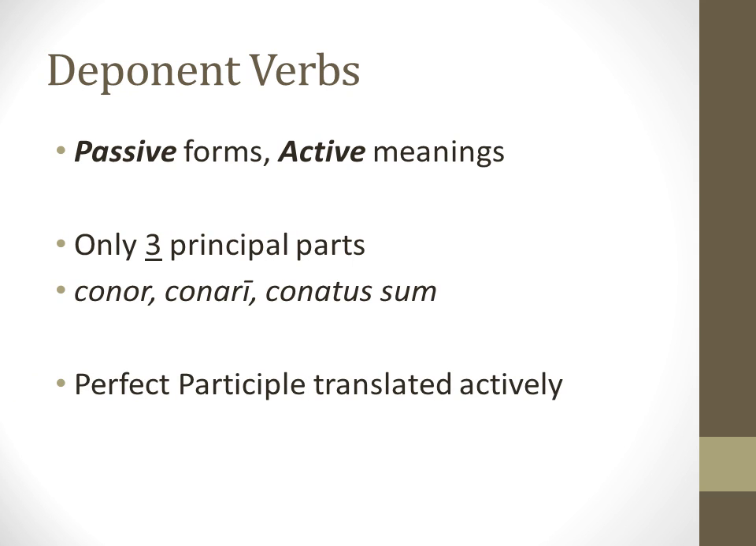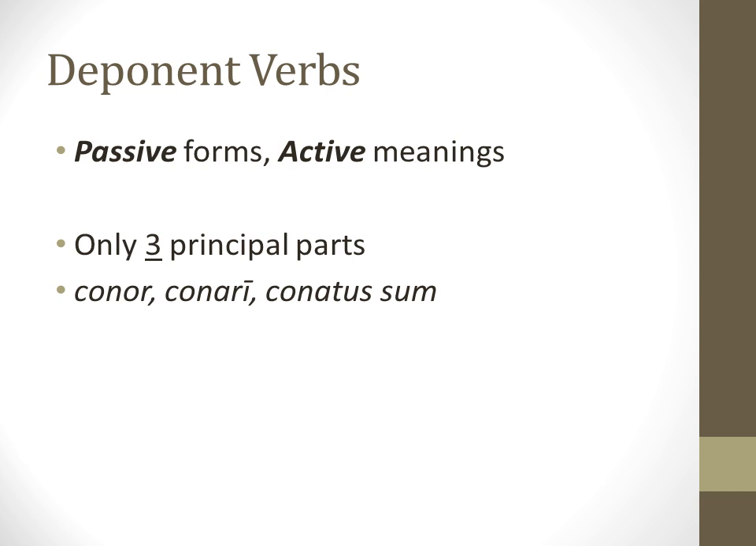One last thing we want to know about them: the perfect participle of a deponent verb is going to be translated actively. What do I mean when I say that? Well, if you take that third principal part and take off the sum, conatus, or in the plural, conati, that's going to be translated having tried. For a regular verb, if we did that, that would be having been tried. That would be a perfect passive participle. Deponent verbs, we can't say that they're technically passive, so this is just a perfect participle. Again, conati, having tried, and we'll see that here and there when we're translating.